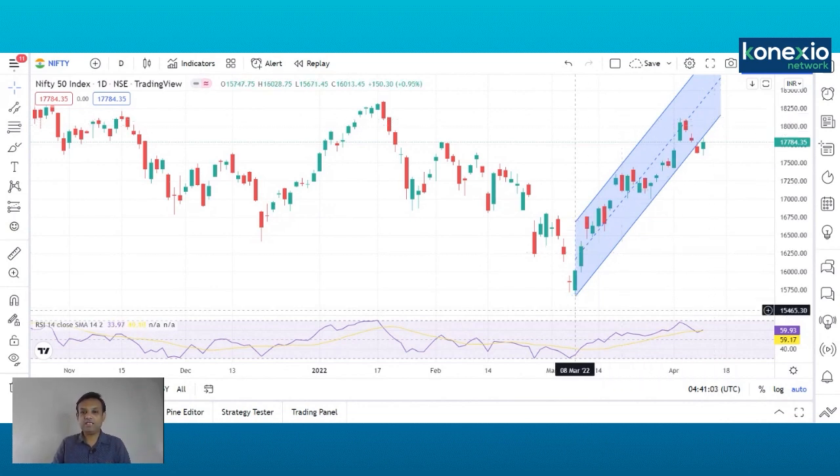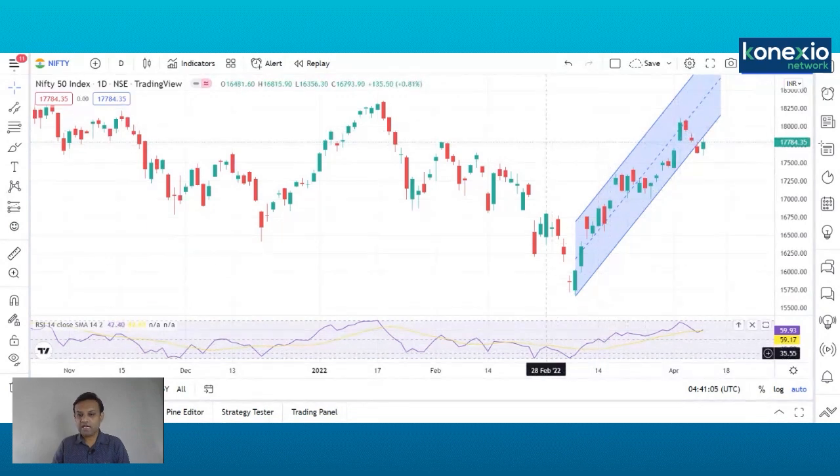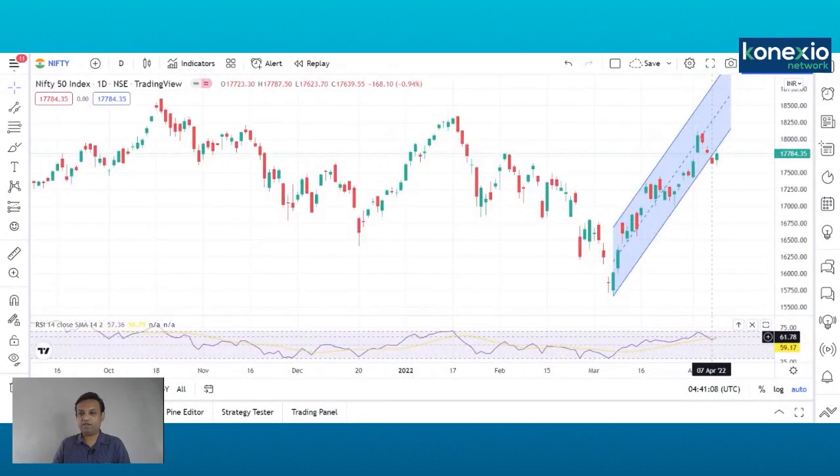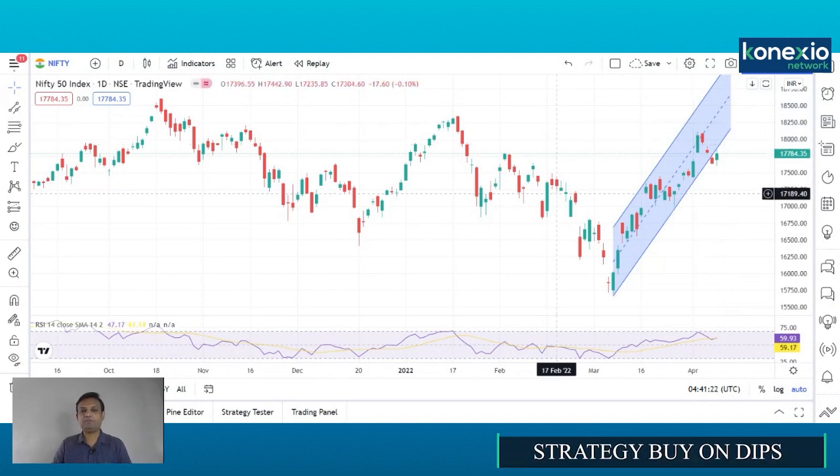Looking at this chart pattern, RSI is still in positive territory with positive signals. We feel any dip should be used as a buying opportunity in Nifty, at least for an upside target of 18,000, then 18,100 odd mark for the next week. So the strategy should be buy on dips.